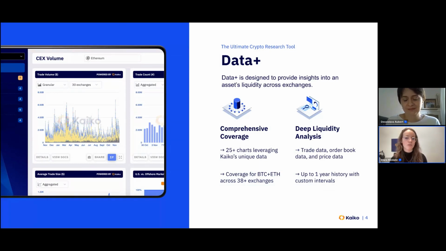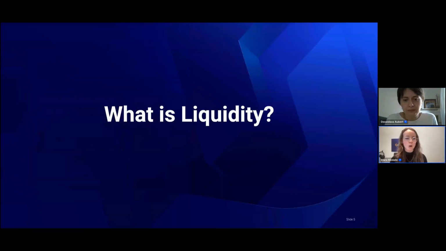So Data Plus offers coverage today for Bitcoin and ETH, but more coverage planned in the future across 38 cryptocurrency exchanges. We picked the most liquid, so it's the most relevant platforms. And the data that powers it is trade data, order book data, and price data with up to a year of history. So before we get started, the core question I want to answer is, what is liquidity?